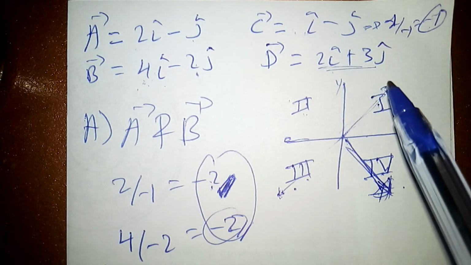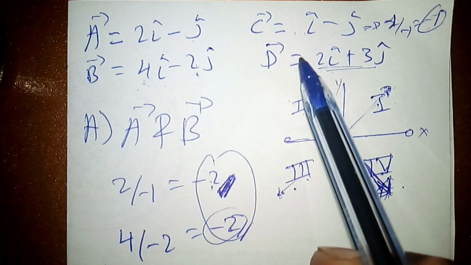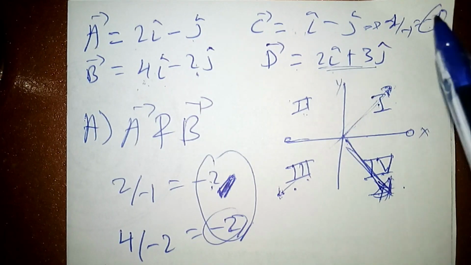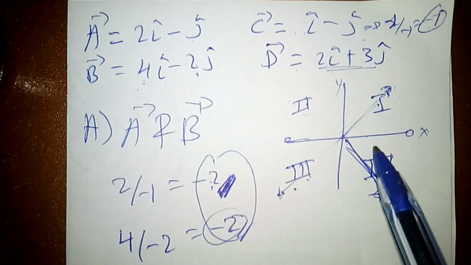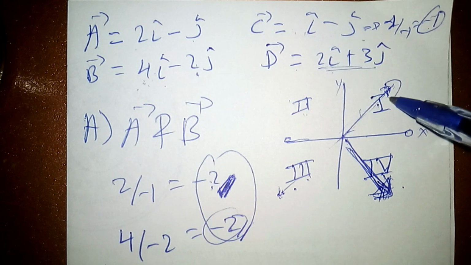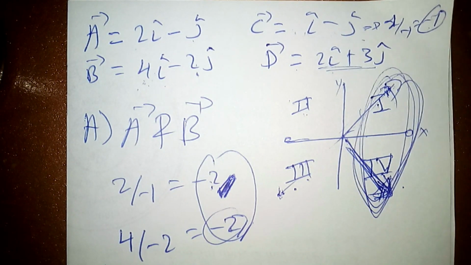But when we come to alternative D, which says vector C and D, we are not going to divide the ratio of their components because vector C exists in quadrant 4 and vector D exists in the first quadrant. So by any means, these two vectors cannot be collinear with each other.